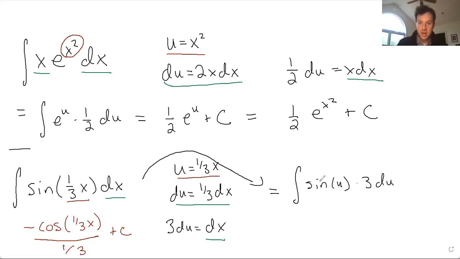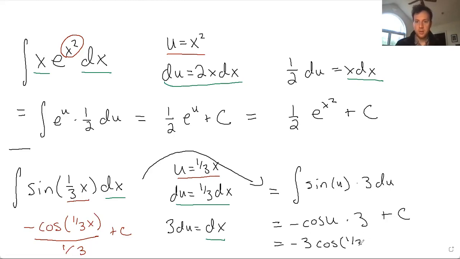Once we're here, we can integrate. Sine becomes negative cosine. And then we can replace u by what it was originally, 1/3 x. We can also move this 3 in front: -3 cosine of 1/3 x.